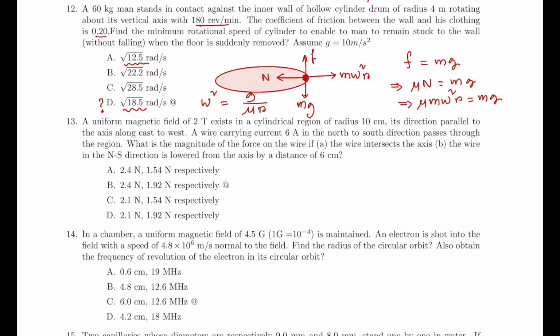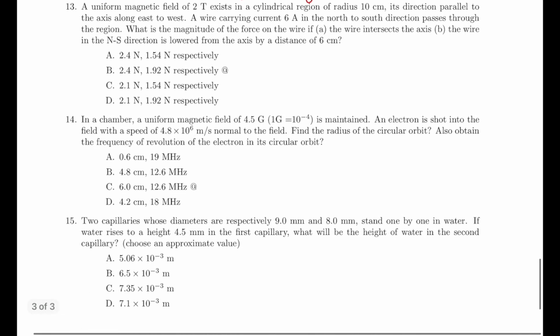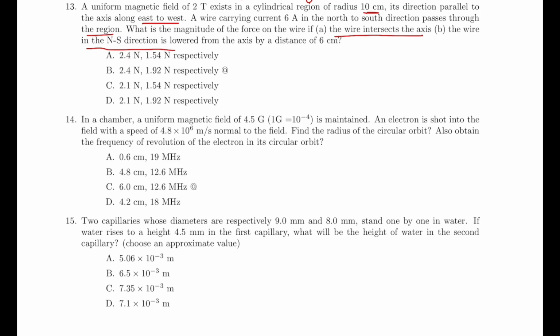Now question 13 says a uniform magnetic field of 2 Tesla exists in a cylindrical region of radius 10 centimeter. Its direction is parallel to the axis, along east to west. A wire carrying current 6 ampere in the north to south direction passes through the region. What is the magnitude of the force on the wire if the wire intersects the axis, and if the wire in the north-south direction is lowered from the axis by a distance of 6 centimeters?